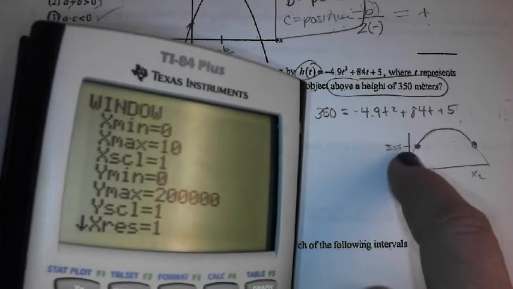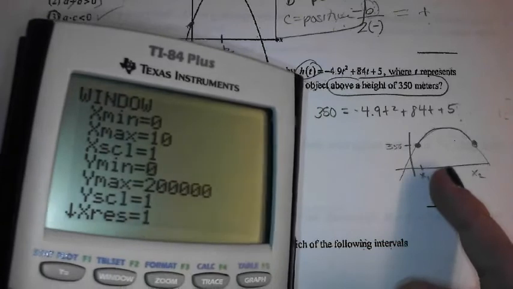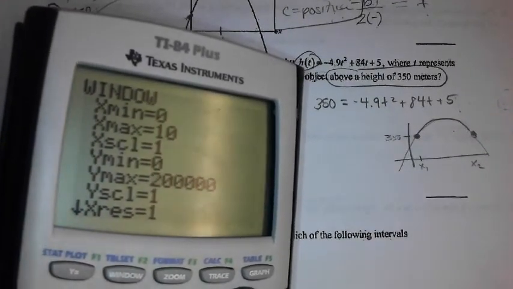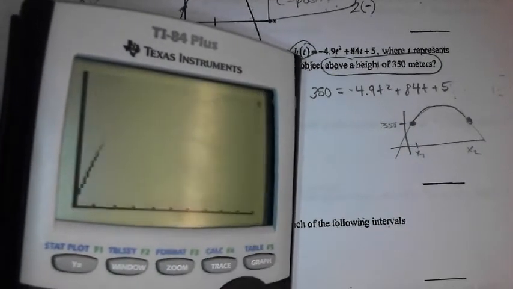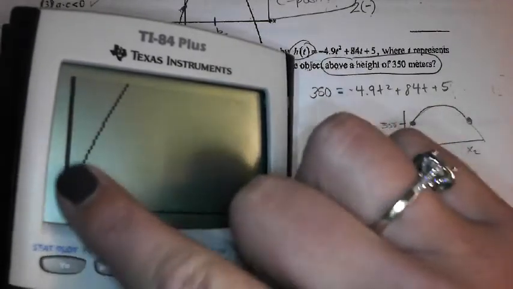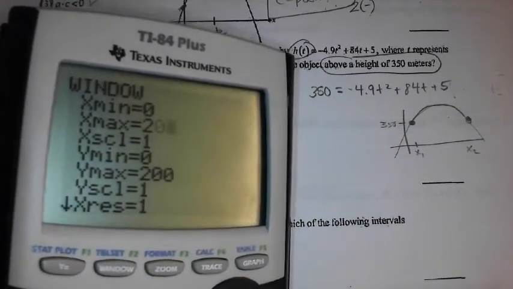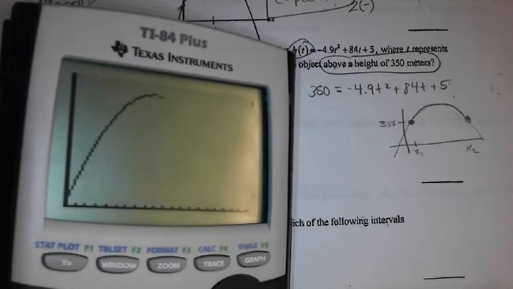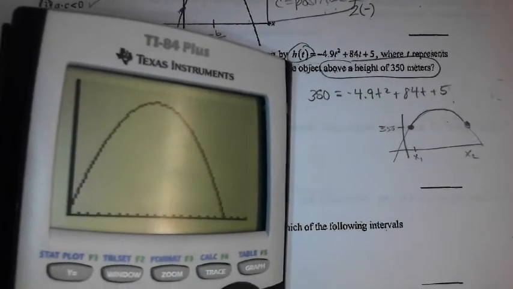It's starting at a height of 5. It's going up. I could plug in a random 5 seconds and see how tall it is. Let's just say I did that and I got like 200 feet in the air. That might be way too much. But then graph it. It didn't quite go far enough in either direction because it never came back down. So I'm going to go to 20 seconds and a 400 height. So how could I find out where this is exactly above 350?